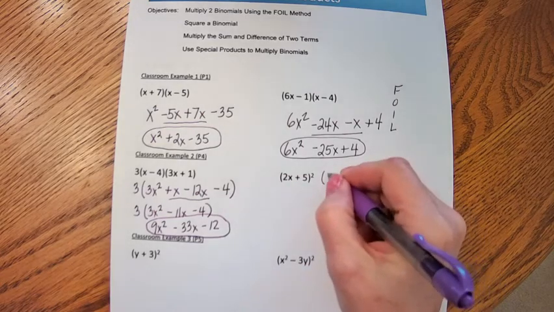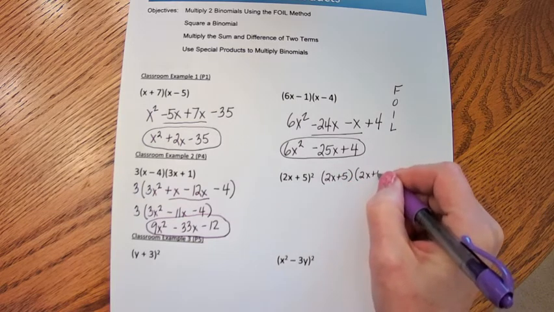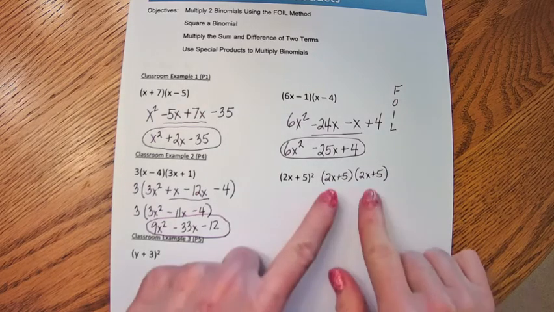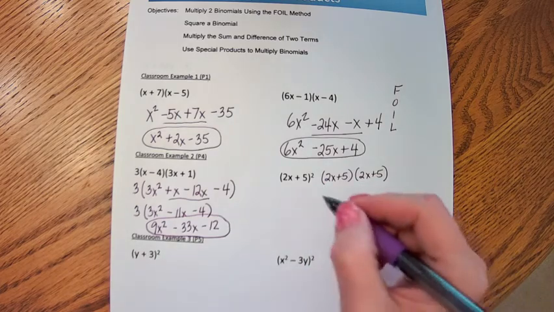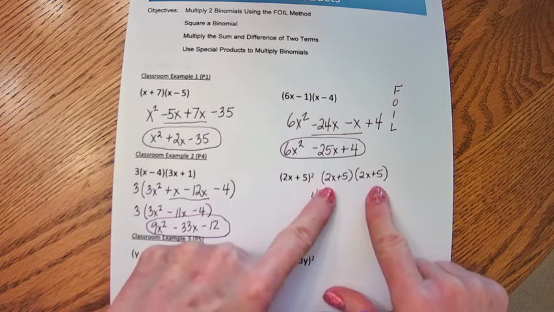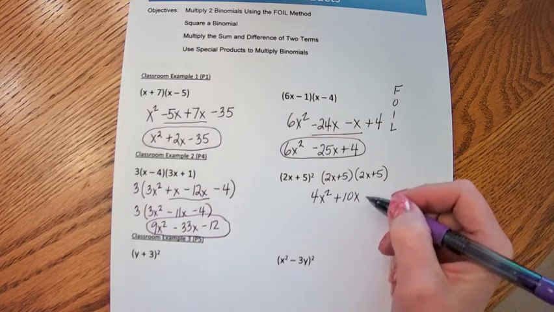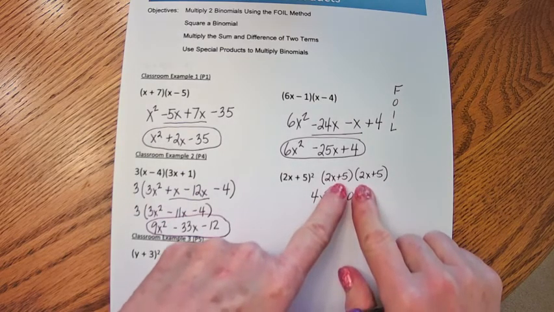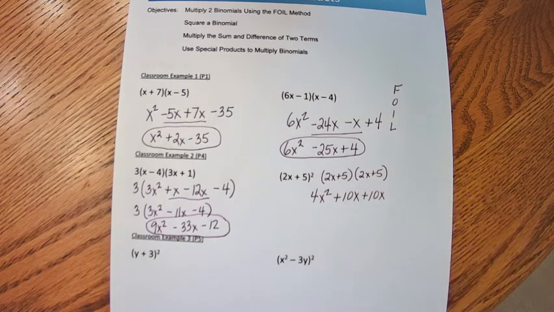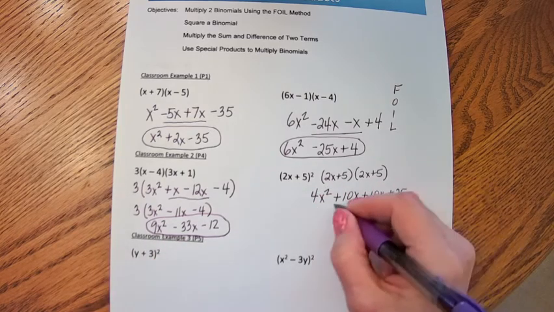All right, so 2x plus 5, we know the first thing we want to do is change 2x plus 5 squared into 2x plus 5 times 2x plus 5. First, 2x times 2x is 4x squared. Outside, 2x times 5 is a positive 10x. Inside, 5 times 2x is positive 10x. And then last, 5 times 5 is 25.